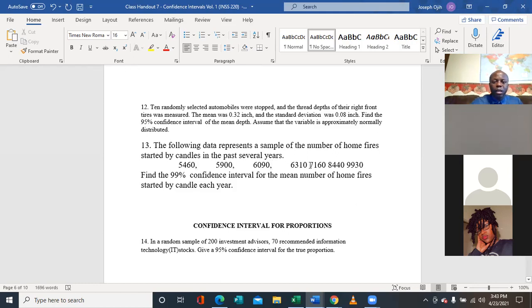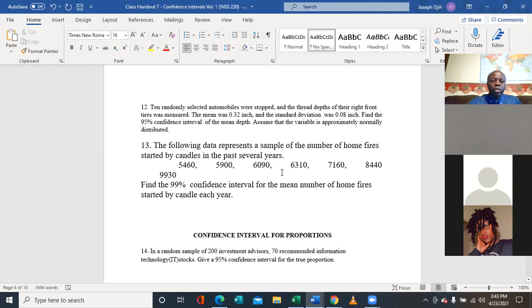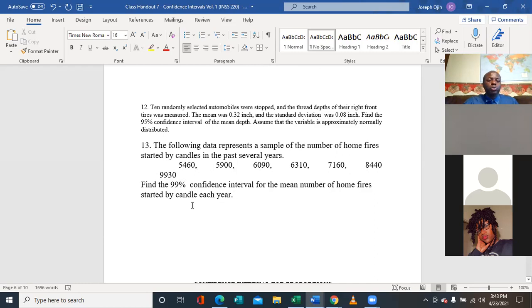It says to find the 99% confidence interval for the mean number of home fires started by candles each year. What you do here is, you are not given the sample standard deviation, and you are not given the sample mean. So you have to calculate them by yourself, and then use them to find the confidence interval. Let this be our last example today. You can try number 12 by yourself as practice.